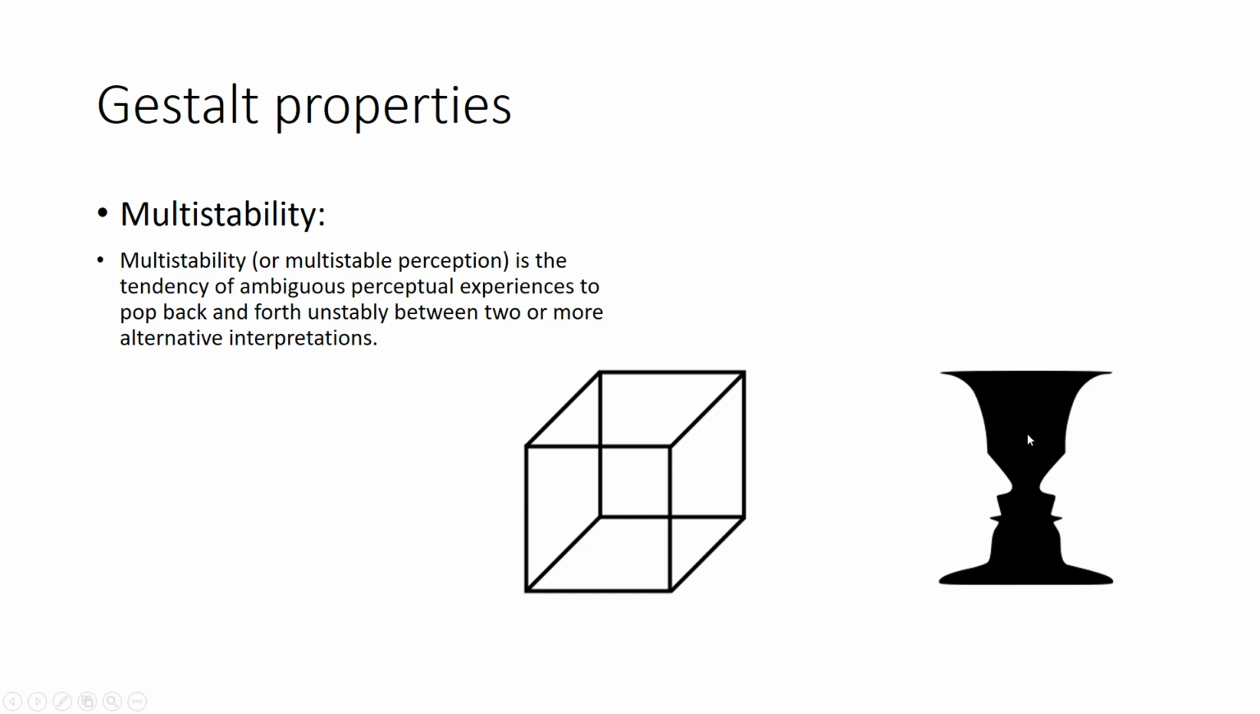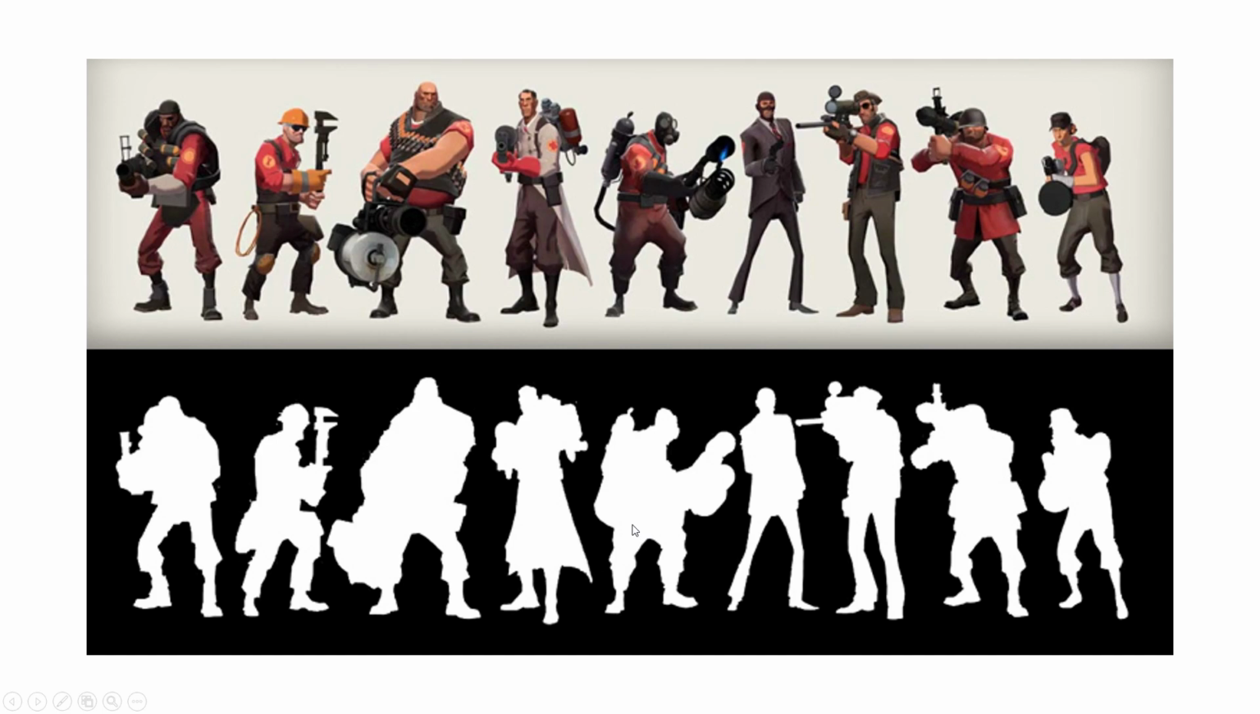The first thing you see is the vase, for example. But the next thing you see is, for example, the two faces on the side, right? So we utilize this a lot in games. We utilize this multi-stability in games.